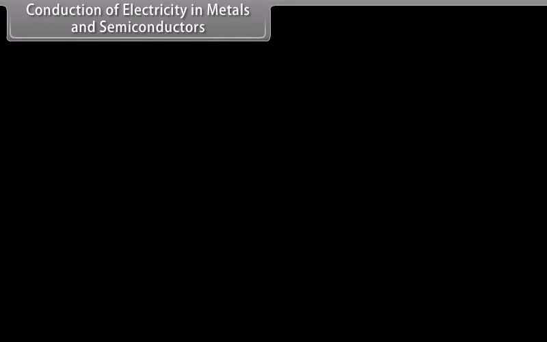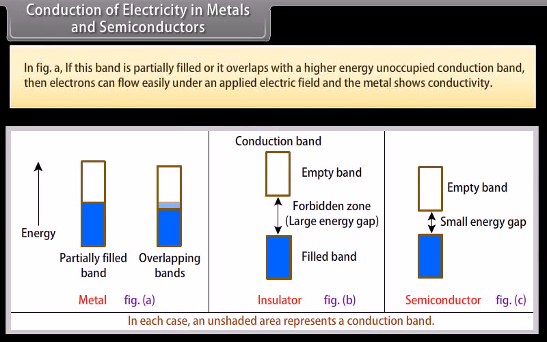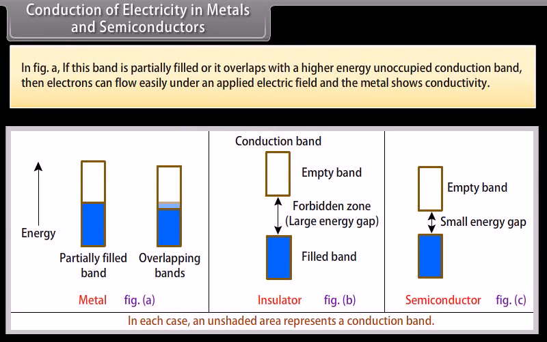Conduction of electricity in metals and semiconductors. The conductivity of metals depends upon the number of valence electrons available per atom. The atomic orbitals of metal atoms form molecular orbitals which are so close in energy to each other as to form a band. In Figure A, if this band is partially filled, or it overlaps with a higher energy occupied conduction band, then electrons can flow easily under an applied electrical field and the metal shows conductivity.